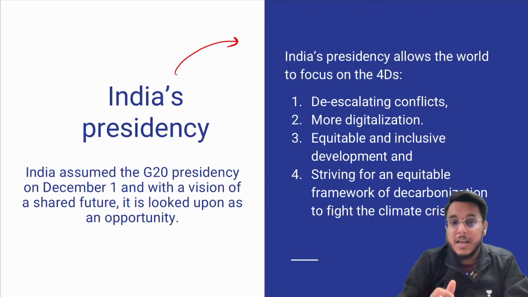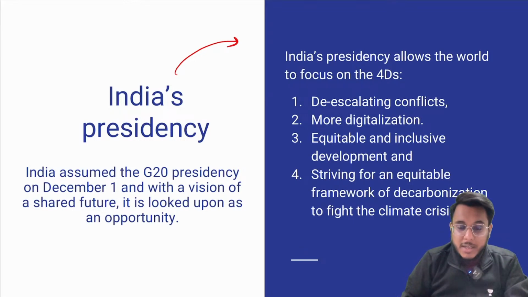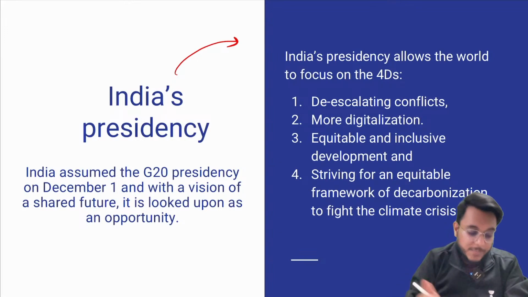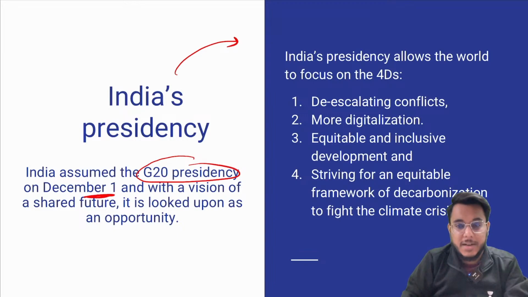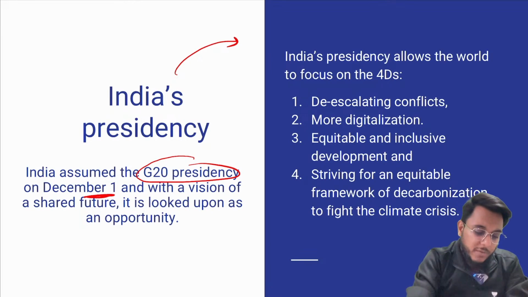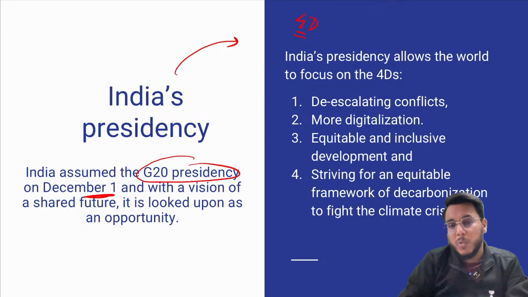So basically, particularly December 1, 2022, has been very important for India because India assumed the G20 presidency on the 1st of December. And in this G20 presidency, India has the target of achieving 4 Ds. Now, what are these 4 Ds? Let's understand them one by one.